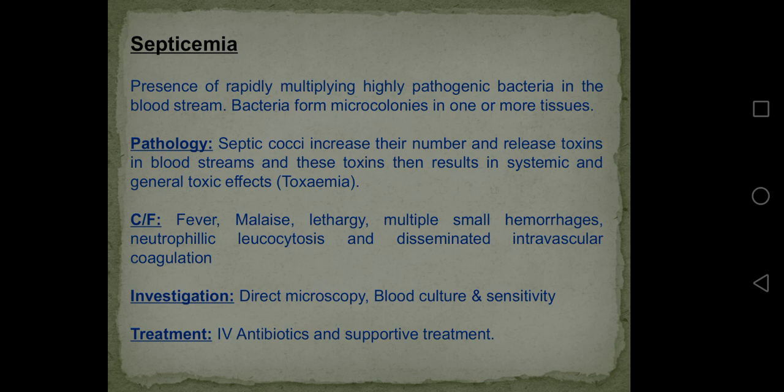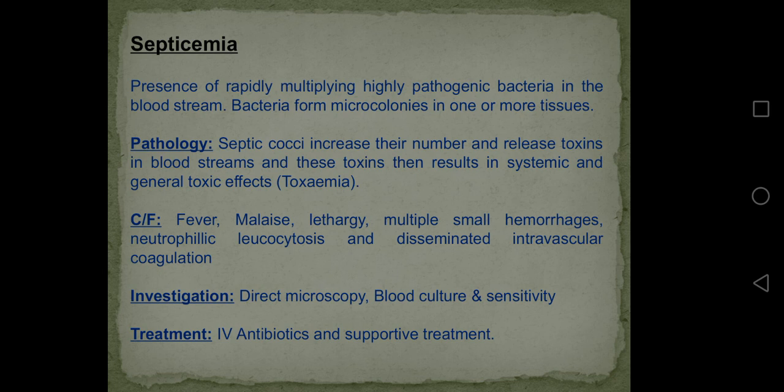And disseminated intravascular coagulation, what is this? When there is an infection of pathogens inside the body, these pathogens destroy the endothelium of the blood vessels or the small blood vessels. When the endothelium of the small blood vessels gets destroyed or damaged, there will be aggregation of the platelets resulting in coagulation. So disseminated intravascular coagulation results when there is high growth of the pathogens inside the vasculature.